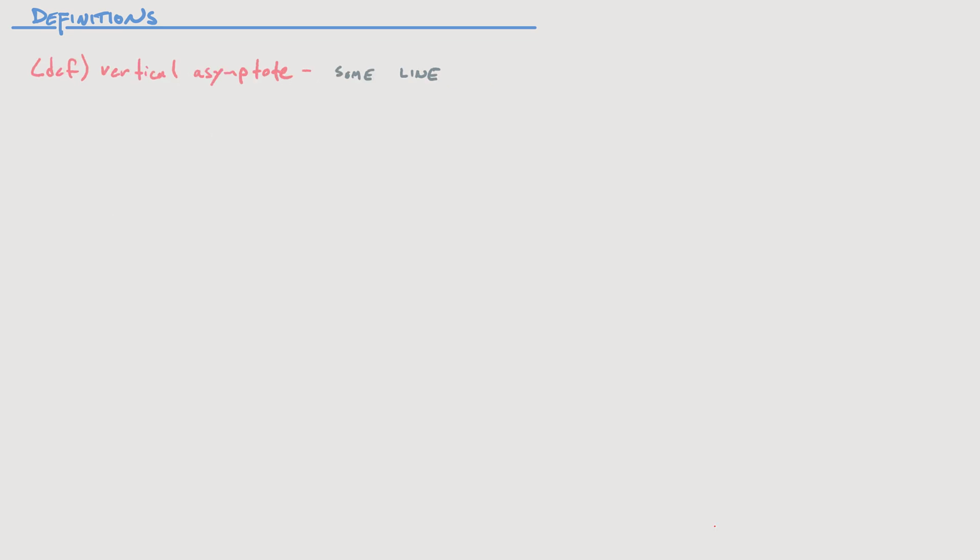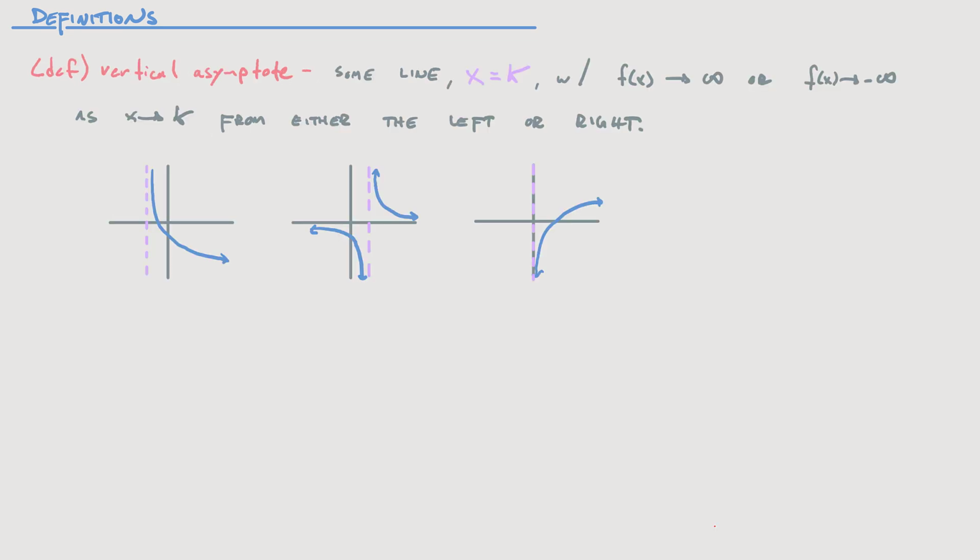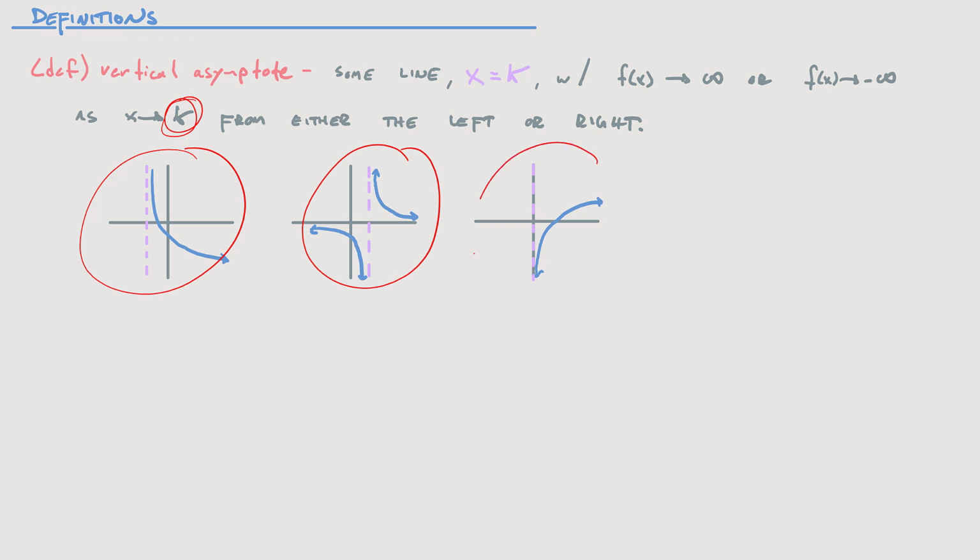Now, a vertical asymptote is defined to be some line. Moving on. I'm just kidding. It's some line x is equal to k, where f of x approaches infinity or f of x approaches negative infinity as x approaches that specific value k from either the left or the right. So here I have it approaching from the right. Here I have it approaching from both directions. Here I have it approaching from the right, again.